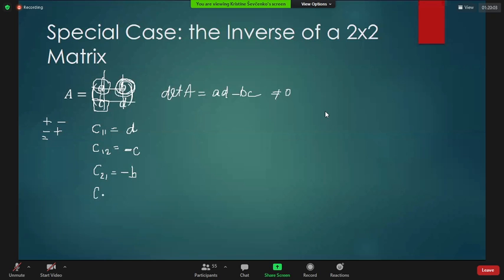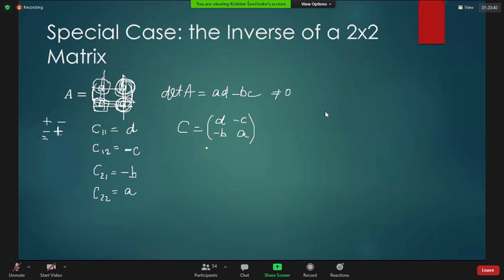And the cofactor 2, 2, that is the cofactor of element D. D is in the plus position. Sign doesn't change. Cross out that row, that column, and we have A. So the cofactor matrix is, instead of A, instead of 1, 1, we have D. Instead of B, instead of 1, 2, we have minus C. Instead of C, 2, 1, we have minus B. And instead of 2, 2, instead of D, we have A.